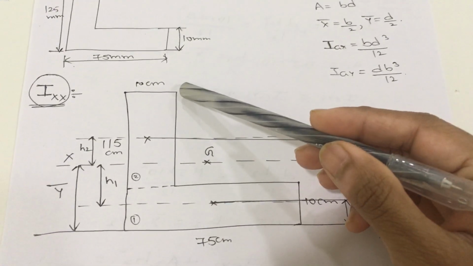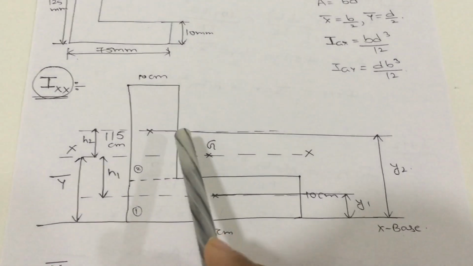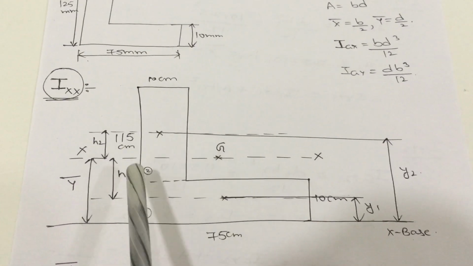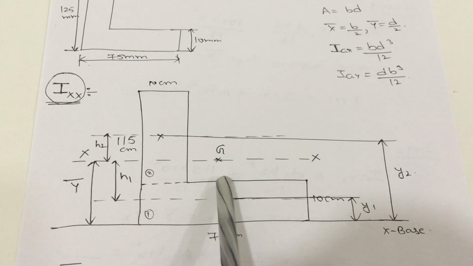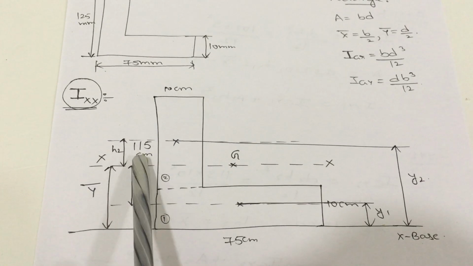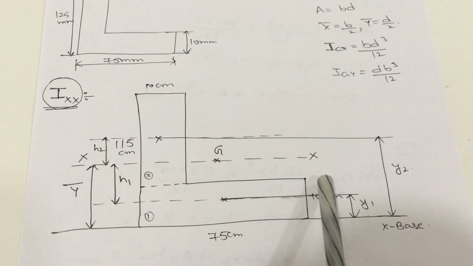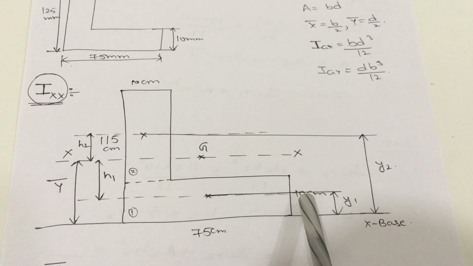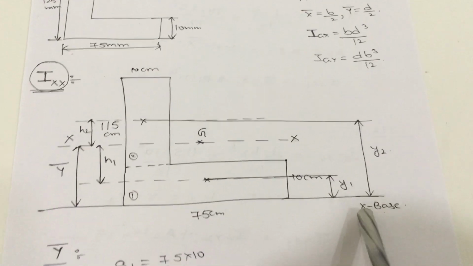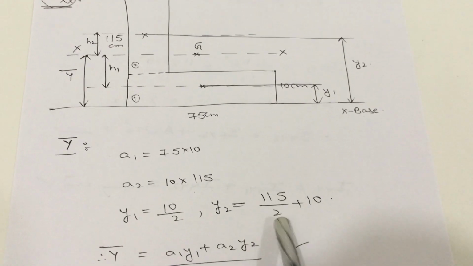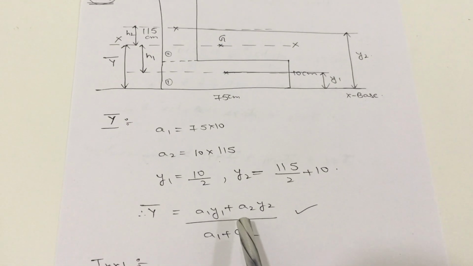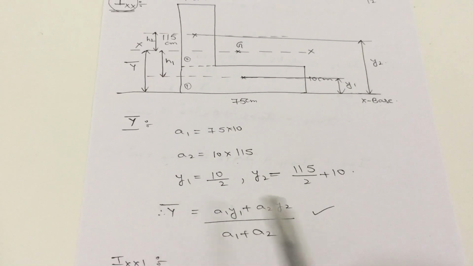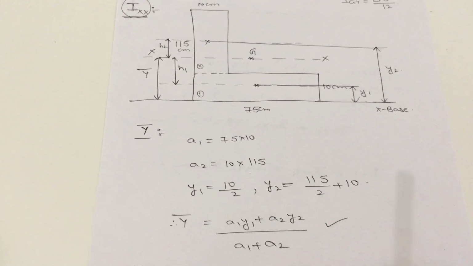So the depth value for the second section, y2, is 115. The formula will be applicable up to here only. So 115 by 2 up to here for the second section, plus the remaining 10 centimeters to the x base. So 115 by 2 plus 10. By substituting all these formulas in the main formula of y bar, we can calculate the y bar value.